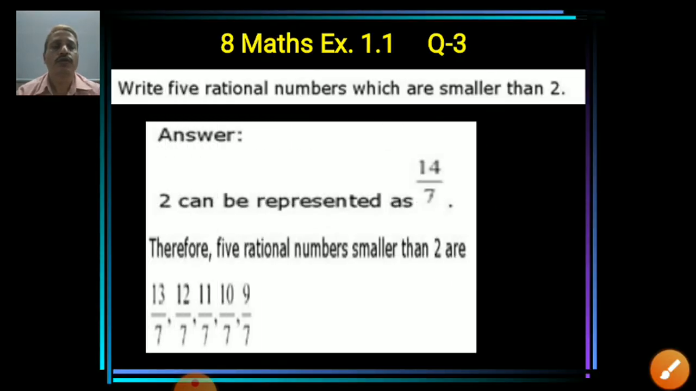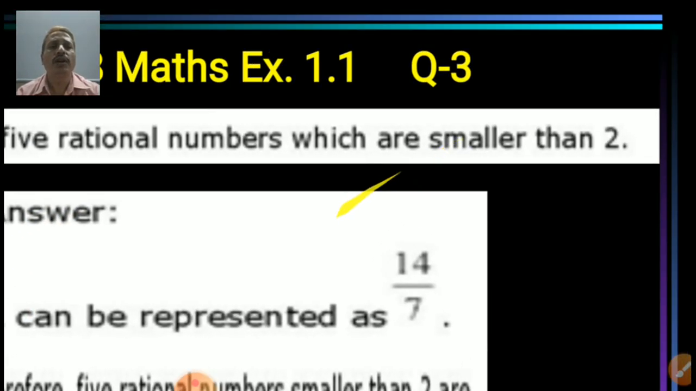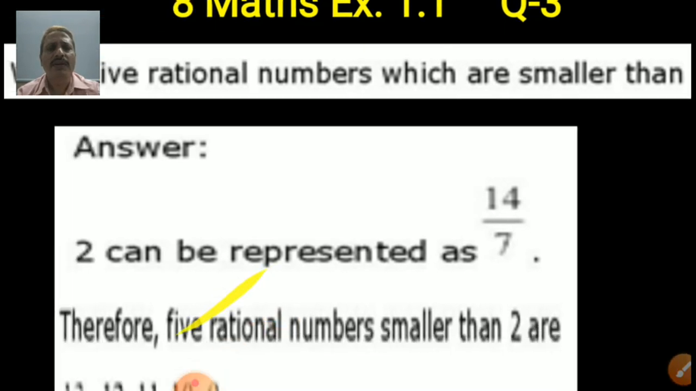Let's go to question number 3. Write 5 rational numbers which are smaller than 2. Easy question. How can you say this is an easy question? See, rational number means all natural numbers are rational numbers, all whole numbers are also rational numbers, all integers are also rational numbers. You can write any rational numbers. Now need to write, let's say, P upon Q form. That means fractions. So countless numbers are there. You can represent any number.